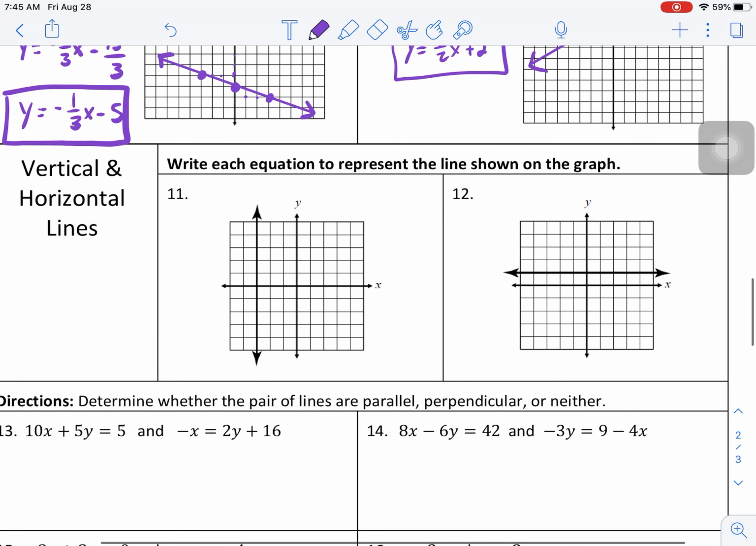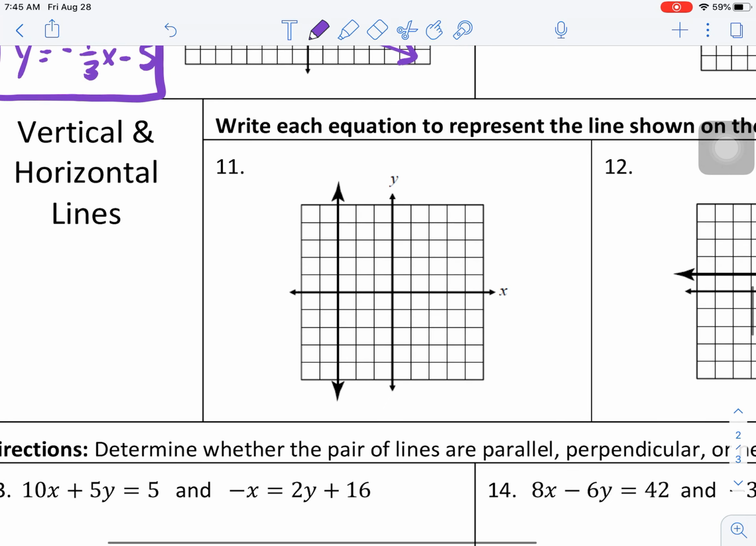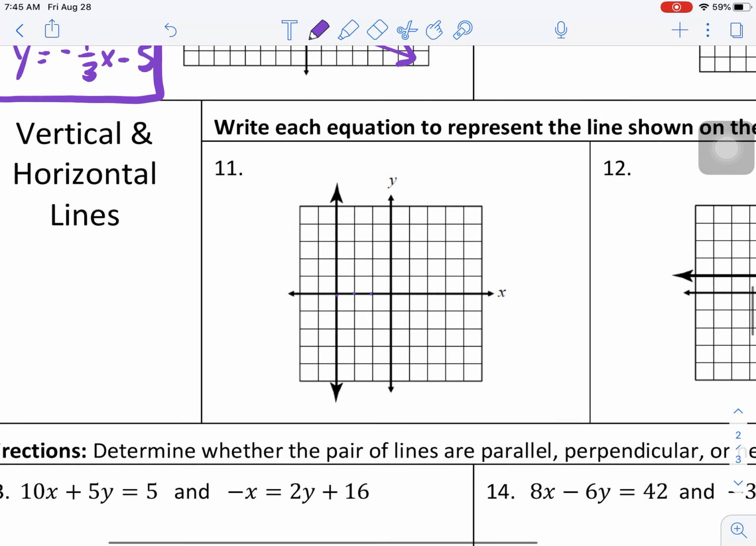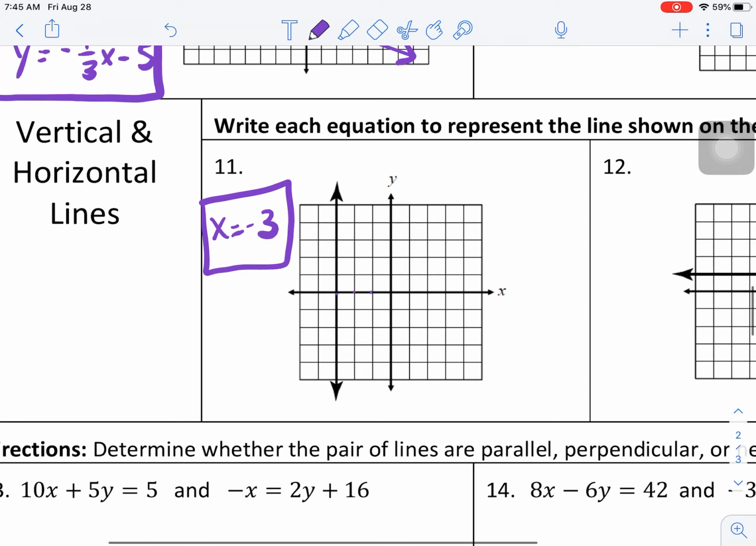All right, vertical and horizontal lines. Write the equation for each line shown on the graph, right? So for a vertical line, all of the x values are going to be the same. So if we look at this, 1, 2, 3, x equals negative 3, okay? So the equation for this line is just x equals negative 3, because it doesn't matter what y you plug in, every single x value is going to be negative 3. For any vertical line, it's just x equals whatever value is there.